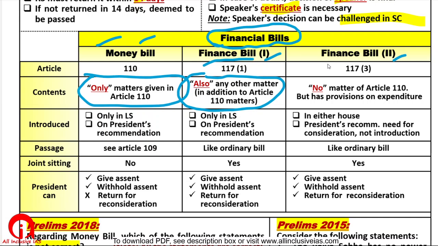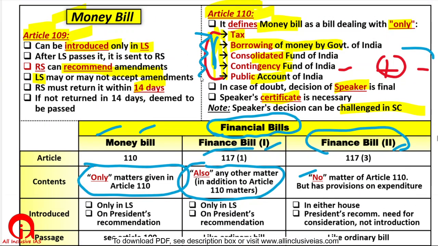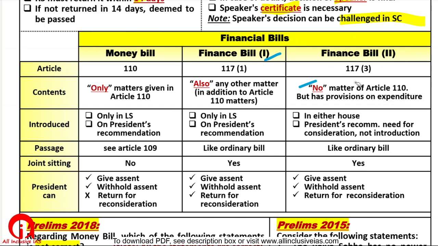And the third, finance bill category 2, is a bill that does not touch any of these things. However, it has some impact on the expenditure of the government. Then it will be finance bill category 2. Now I have compared them. If you want, you can learn them for prelims. If you want to leave, you may leave also. What is important for prelims is the money bill. These 2 bills are not much important for prelims, but this is very much important. Still I will tell you the simple comparison between them.